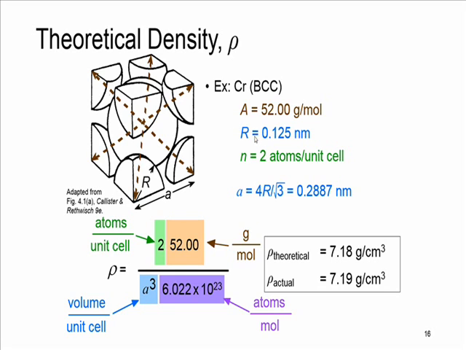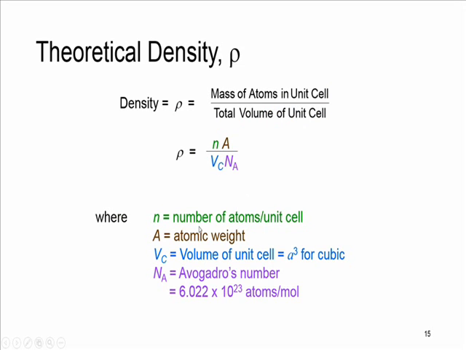The radius and the value of N, with regard to the previous slide's formula. The value of A is known from the periodic table. Of course, we need to know the value of the atomic radius to find the value of volume, and Avogadro's number is fixed. Based on the crystal structure, we will find the value of N.